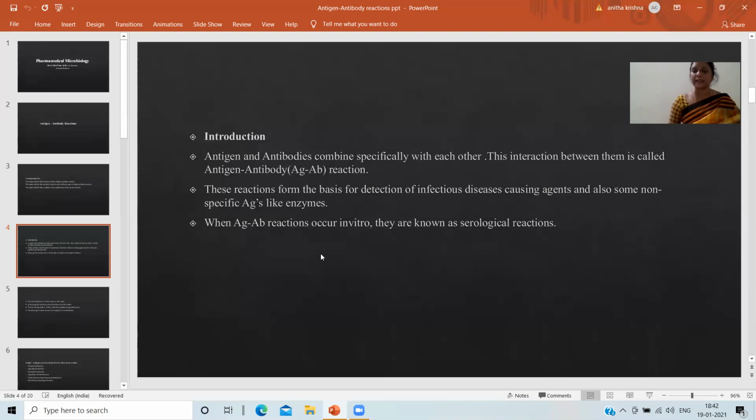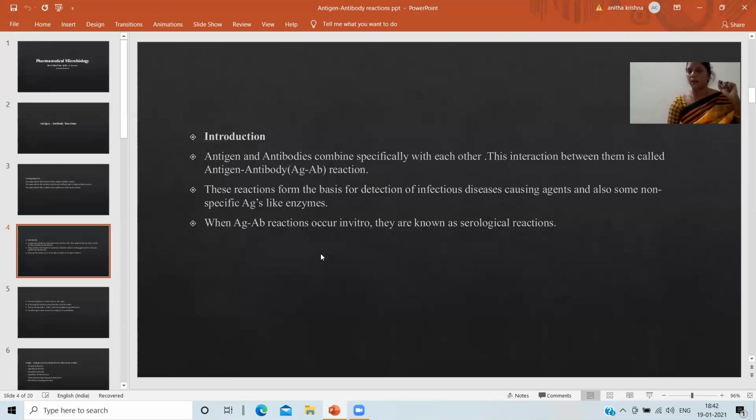So binding is facilitated by the antigen determinant site, and this binding is done by a strong bond. The bond which is formed between antigen and antibody would be very strong, and the strength of such a bond is called affinity.